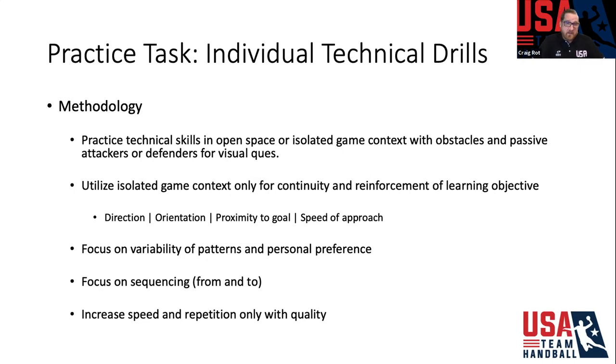Focus on sequencing from and to, and increase speed and repetition only with quality. Quality must be the dictator. If they're sloppy with it, take a step back. If they're proficient, challenge them. Remember, we do well when we're asked to do something that's just exceeding our abilities. If we ask too much, we quit. If we ask too little, we quit. But we keep going, that carrot, the carrot theory. Hang it out, just challenge them a little bit. But you have to demand quality and expect quality of yourself to do it.